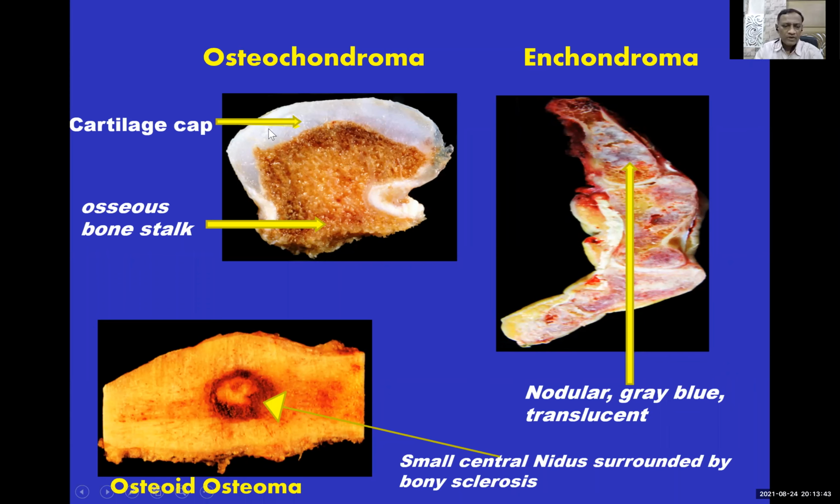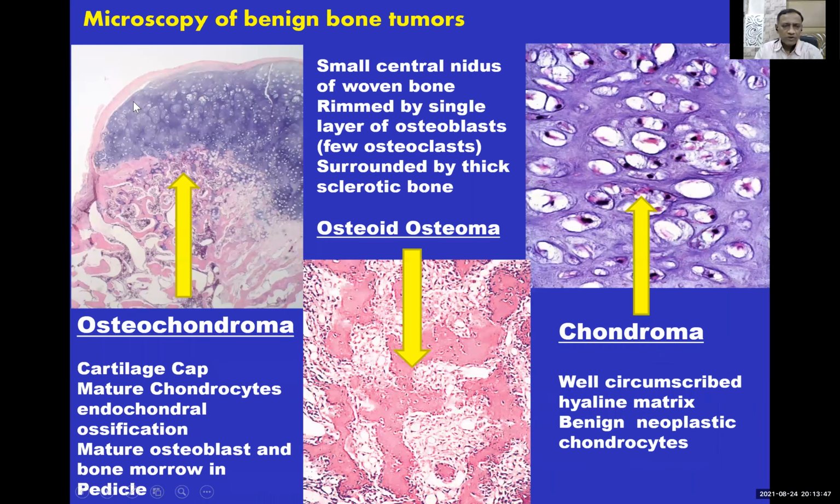In osteochondroma, you see the cartilaginous cap, then the mature chondrocytes with endochondral ossification, then mature osteoclast and bone marrow pedicle. In osteoid osteoma, there is a small central nidus of bone rimmed by a single layer of osteoblast surrounded by the thick sclerotic bone. In enchondroma, you see the well circumscribed hyaline matrix with benign neoplastic chondrocytes.